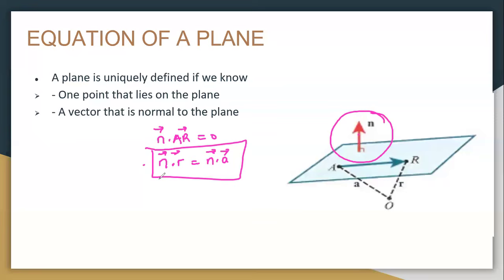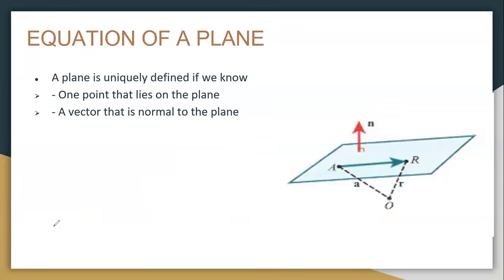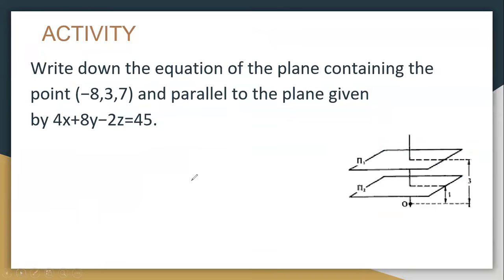And also we say that it can be written in the Cartesian format in the form of ax plus by plus cz is equal to d. So we are going now to build up from here and look at other cases we can encounter when it comes to the equation of a plane. The first one, we are going to look at this case whereby they're asking us to write down the equation of a plane containing the point (-8, 3, 7) and is parallel to the plane given by this.